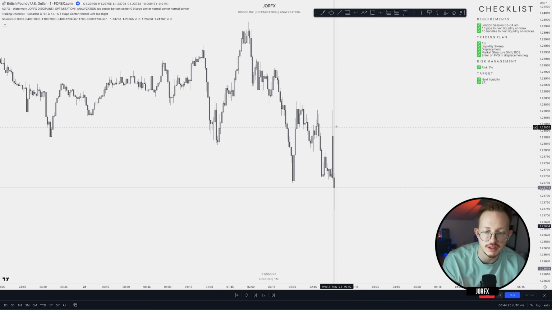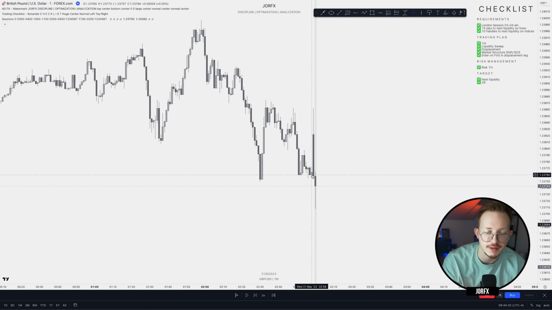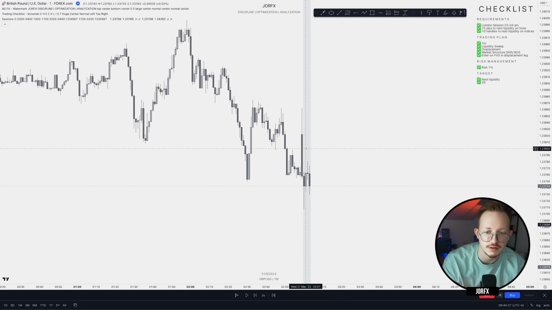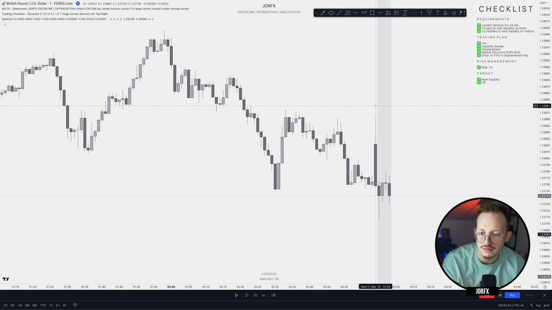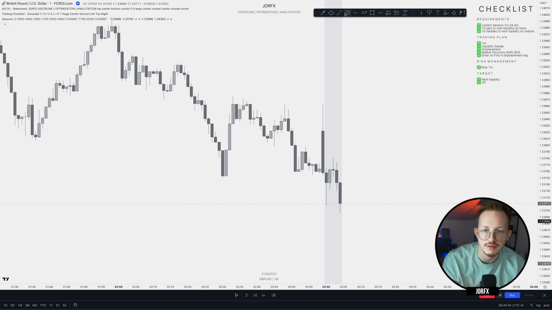We did tap a fair value gap right here. We had a lot of displacement going down. It's difficult to enter on this candle. I don't know what this candle is, by the way. It is a bearish candle, but it is going upwards. Doesn't really make sense. So let's see. We have our break of structure right here.